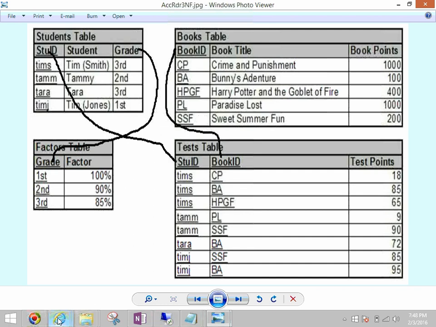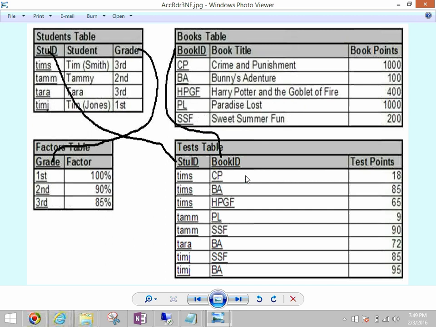I want to go back to where we started. And so in the factors is the fourth fact. And this one is kind of a fact that does depend on two things. To know the test points, we need to know who took the test and what book they tested on. Now, in this particular system, one score per test.